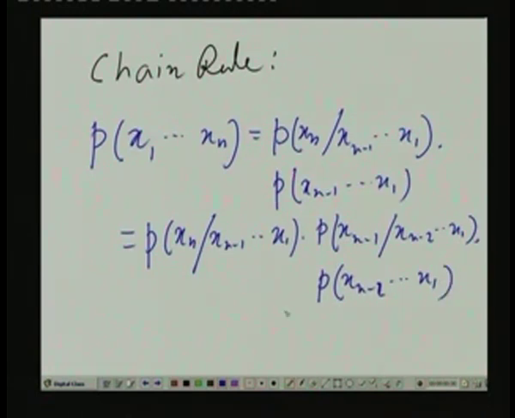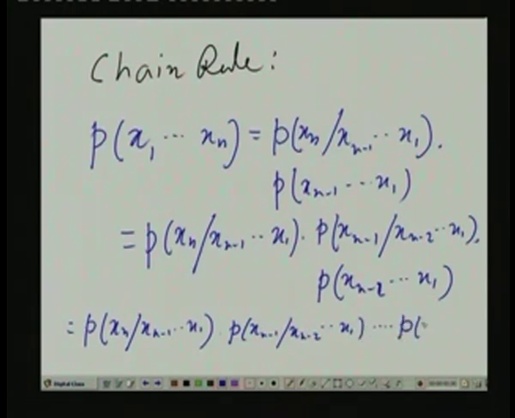And likewise, if you continue, finally you get this dot dot dot dot P of x2 given x1 into P of x1. This is a chain rule. This is very useful at times. We will take an example to show how this rule sometimes becomes very useful. Okay.